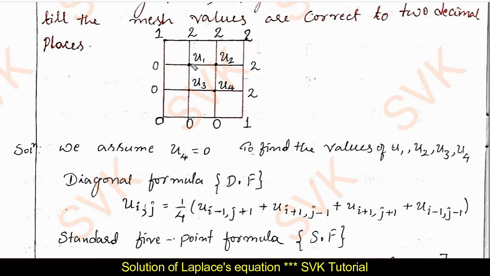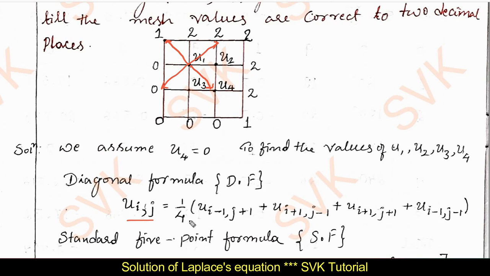If you want to apply the diagonal formula for u1, just consider the sum of the diagonal elements, like this term plus this term plus this term plus this term, and divide by 4. That will be the diagonal formula. So in terms of uij, it is defined as follows here.